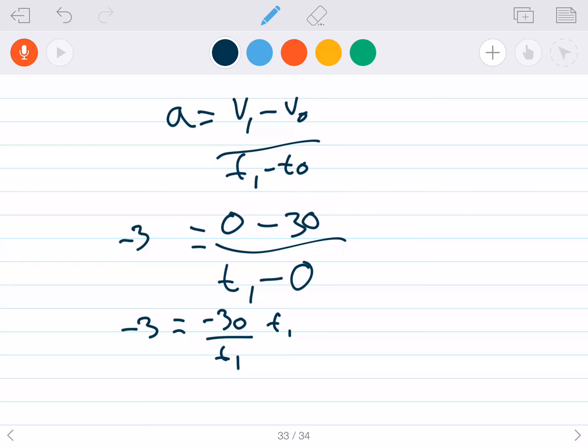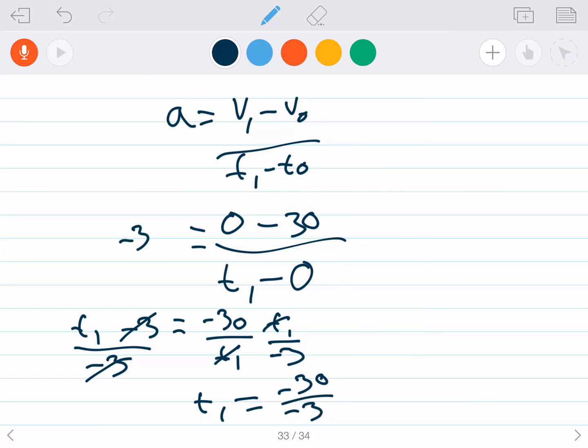Multiply both sides times T1. Those cancel. And then divide by negative 3 on both sides. Negative 3 divided by negative 3 cancels to 1. And now we've got T1 equals negative 30 divided by negative 3. Negative divided by negative is a positive. So 30 divided by 3 equals 10. Takes her 10 seconds to stop. Okay? And if you have a simpler equation, you should still get the same answer.